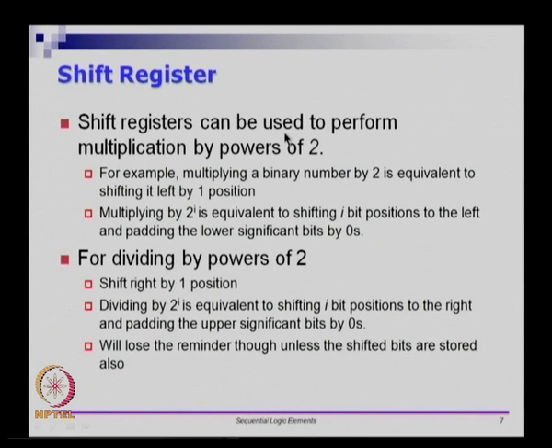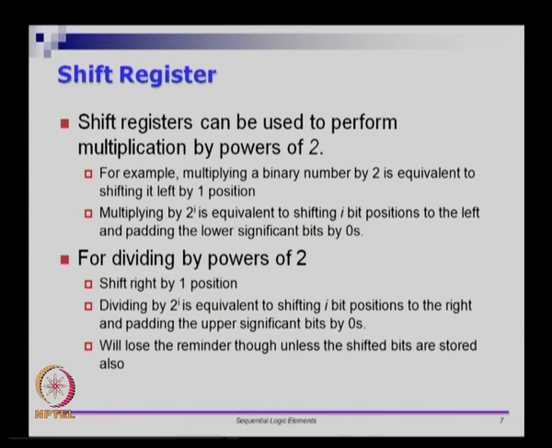So shift registers are quite useful. They can be used to perform multiplication by powers of 2. For example, multiplying a binary number by 2 is equivalent to shifting it left by one position and adding a 0. If I want the number 3, which is 1 1 in binary, to be multiplied by 2, all I have to do is shift it by one position to the left and put a 0 there: 1 1 0. So 1 1 0 is number 6.